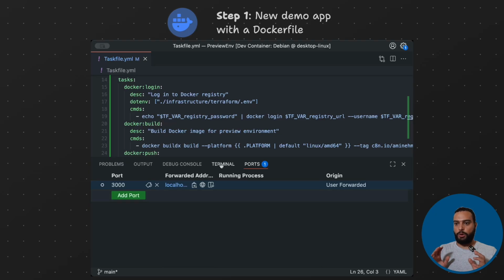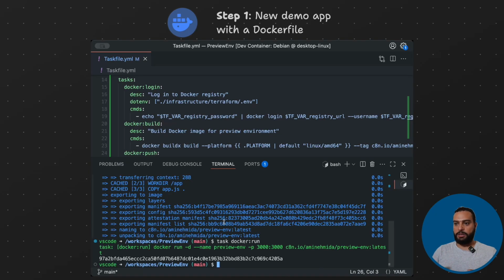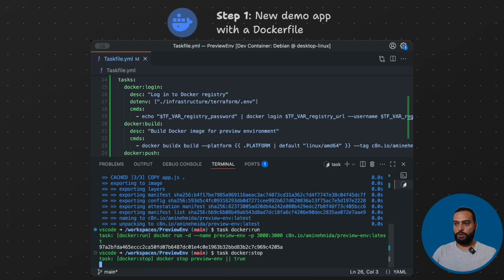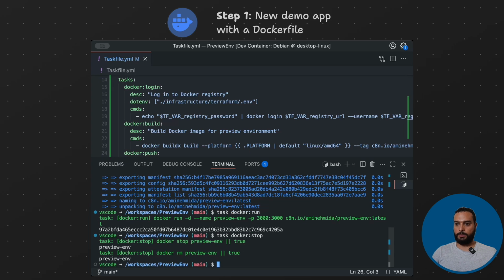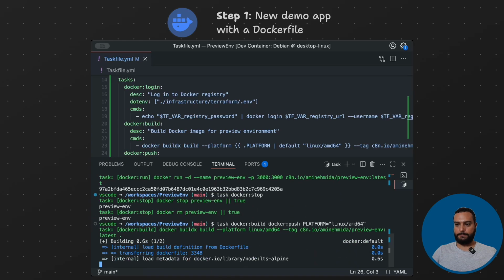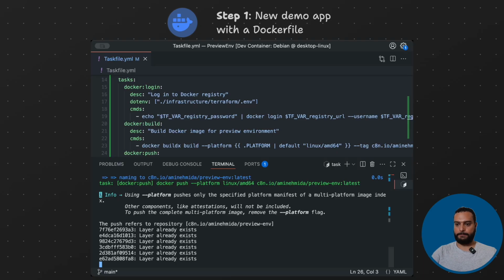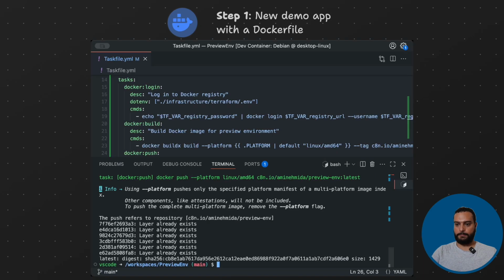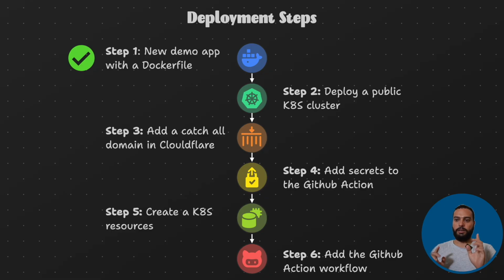Let's now stop the container and rebuild the image for AMD 64 architecture and push it to the private registry, because that's the architecture I'm planning to use for my Kubernetes cluster. Task allows you to run 2 commands in succession. You put the first command and then you put the second command. And like that, step 1 is done.